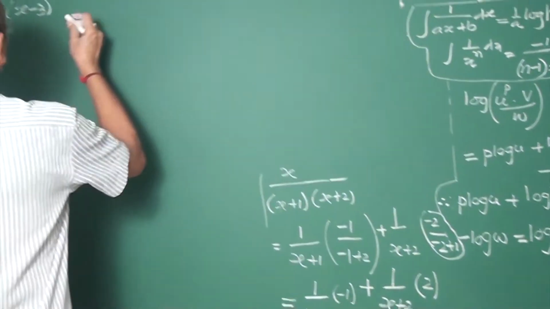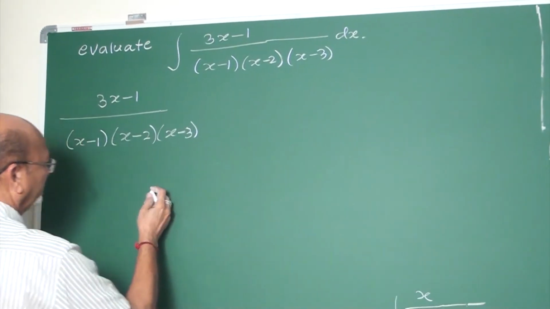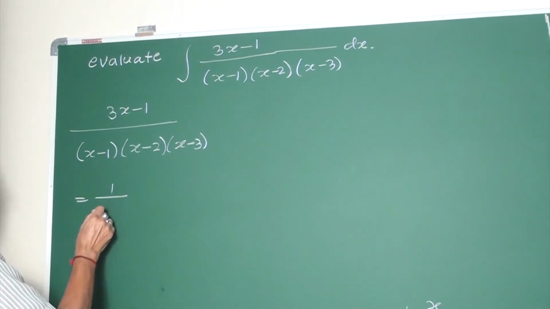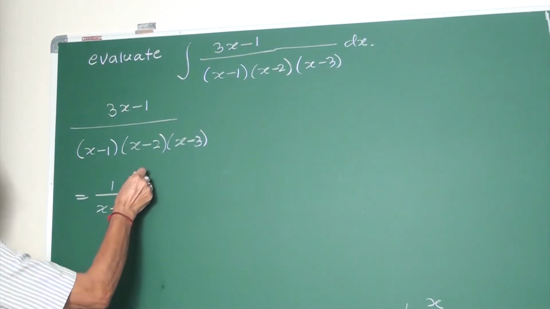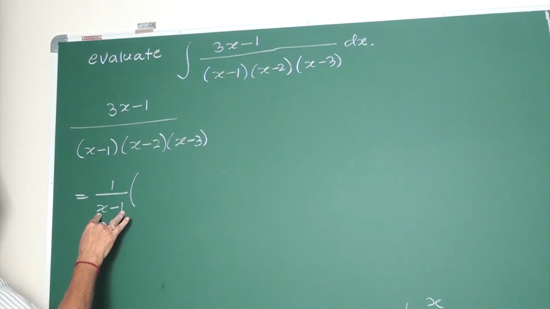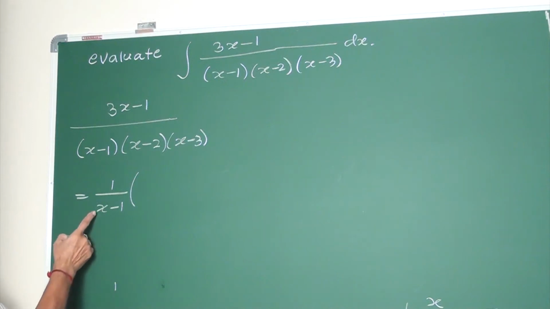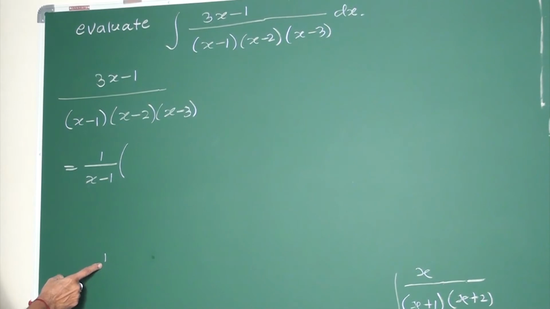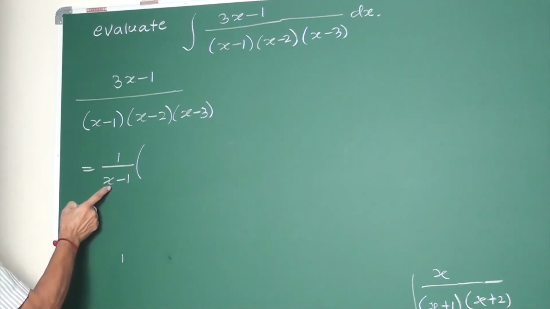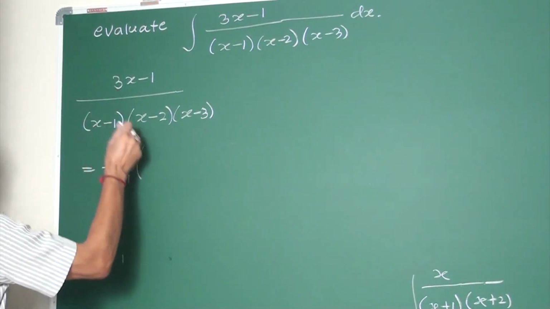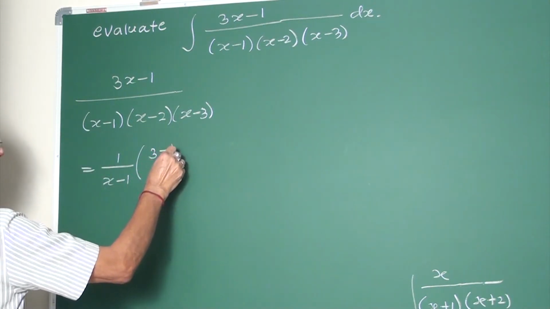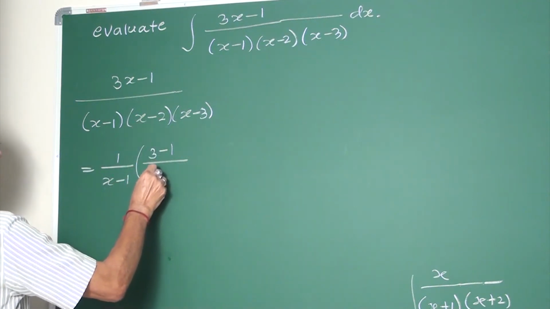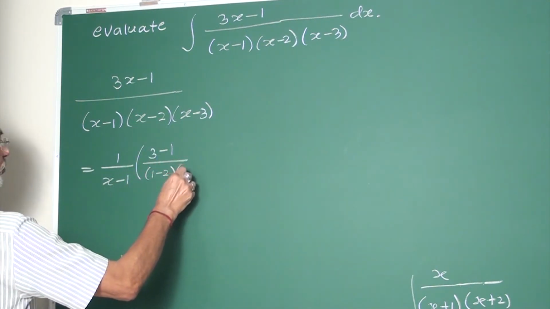What it tells, my friend, I write here: equal to 1 upon first factor. Put this equal to 0, get the value of x. x is 1. Why? 1 minus 1 is 0. That we wanted. This value of 1, except this factor, in the remaining: numerator 3 into 1 minus 1, denominator 1 minus 2 into 1 minus 3.